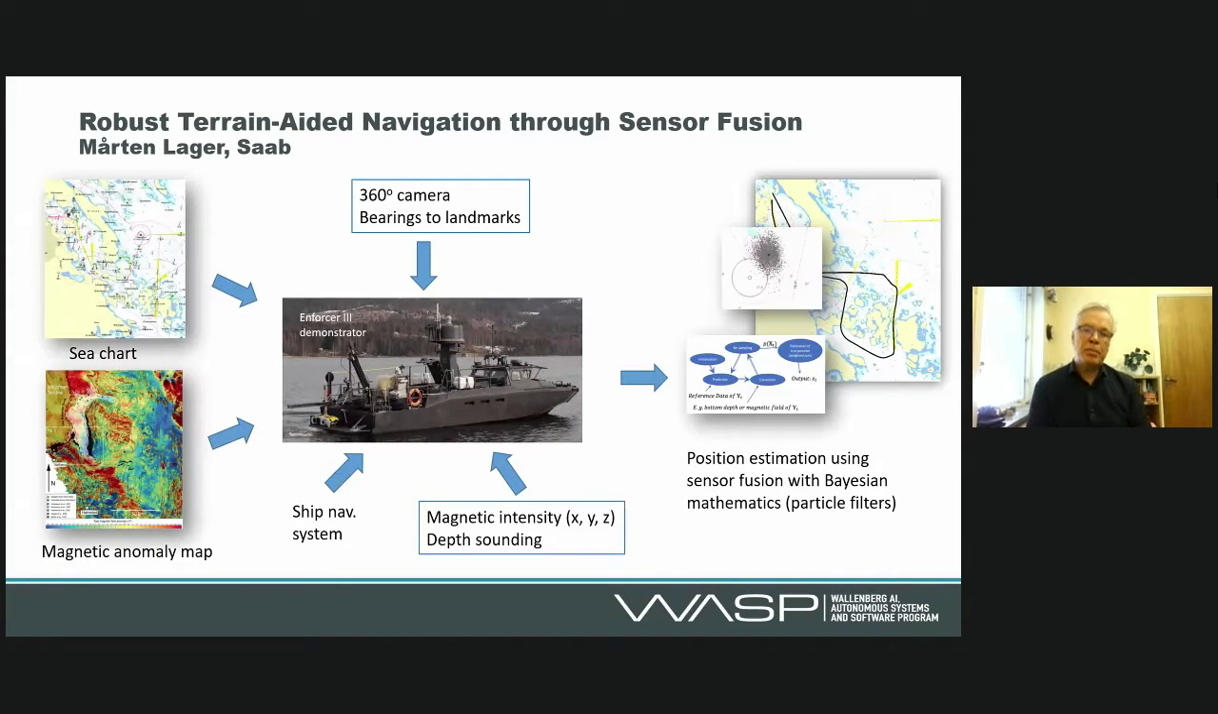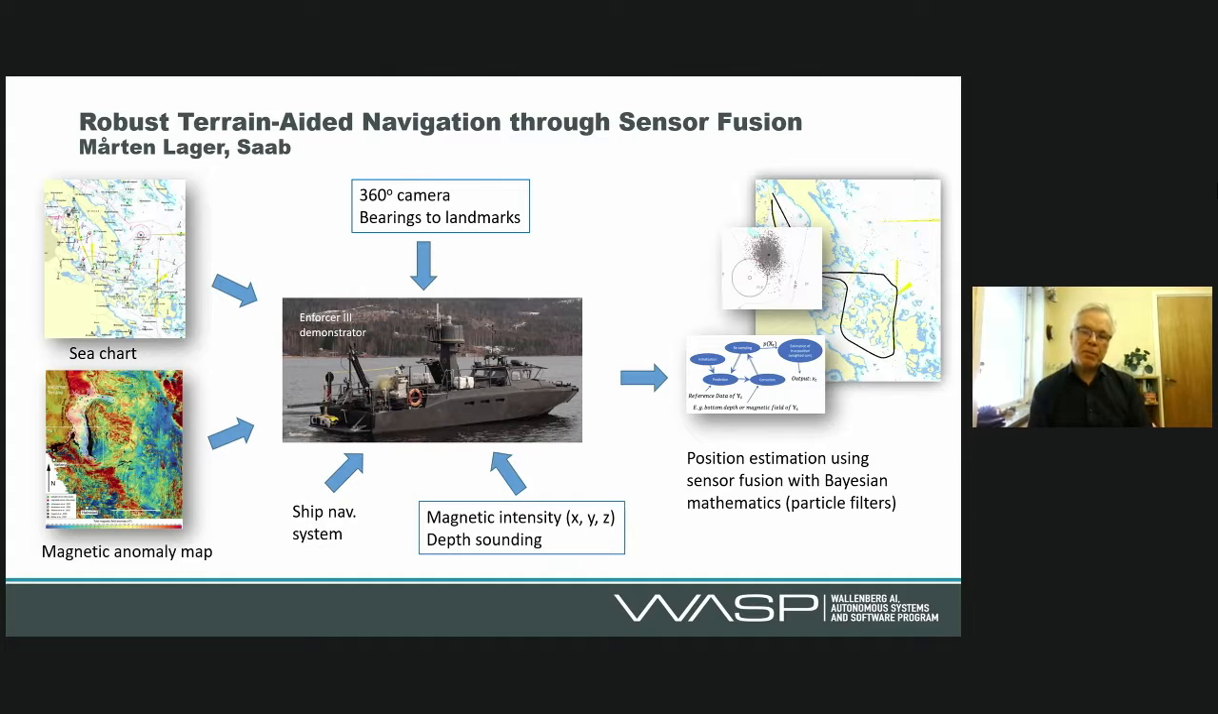The second example is from Morten Lager, also at Saab. He works with low resolution data. He takes a C-chart where you have very low resolution of the bathymetry, and then he uses a magnetic map, something called magnetic anomaly map. And then he fuses it together and can combine it also with taking bearings to different landmarks and supporting it with the ship navigation system.